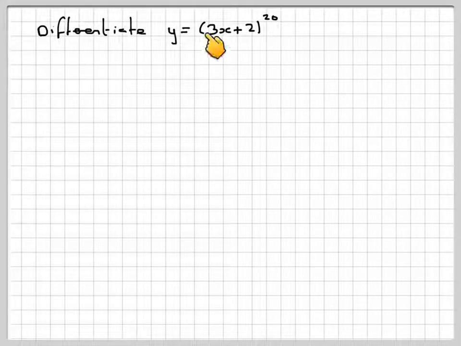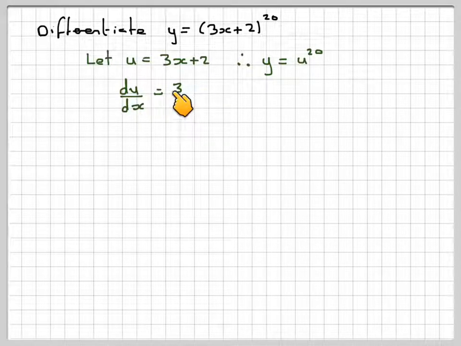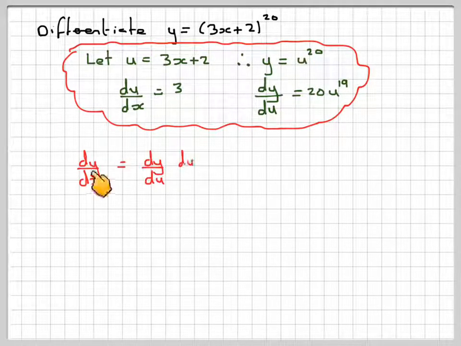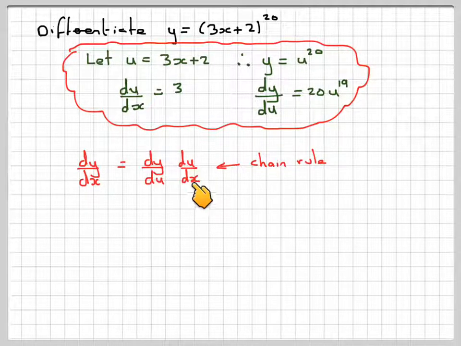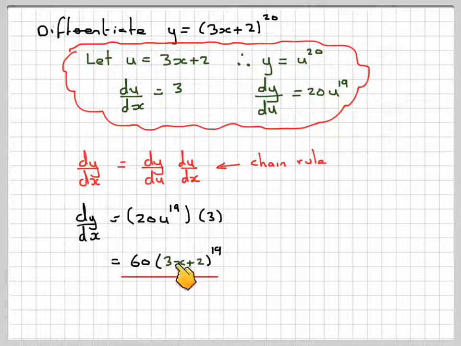Let's take something a bit more complicated, so we're going to differentiate y equals (3x + 2) to the power of 20. Same idea, you let u be equal to the bracket 3x + 2, so y equals u to the power of 20. If we differentiate, du/dx is 3, and dy/du is 20u to the 19. Now using the chain rule, dy/dx equals dy/du times du/dx, so dy/dx will be 20u to the 19 times 3. The 3 with the 20 will give me 60, and if I replace the u with 3x + 2, because that's what u was, we get 60 times (3x + 2) to the power of 19.